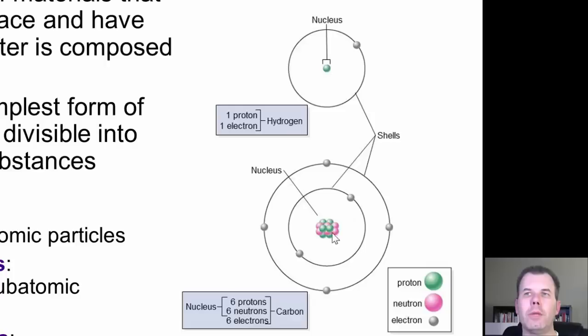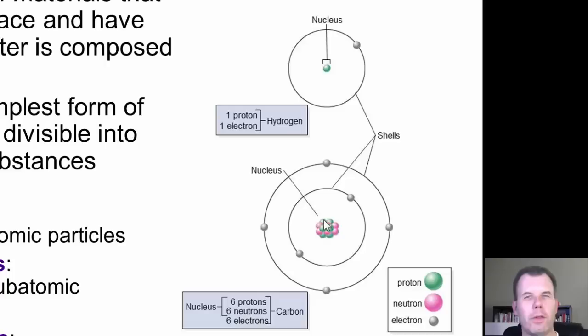Again, in the carbon atom, you have six protons, six neutrons, but you don't always have the same number of neutrons, and so we'll get to that in a little bit, where neutrons can fluctuate how many they have. And then the number of electrons is always the same. So if you have six protons, you're always going to have six electrons. And the electrons are found outside the nucleus.